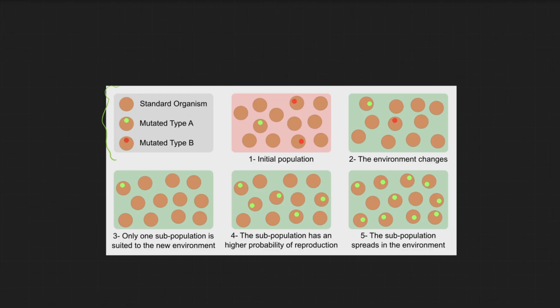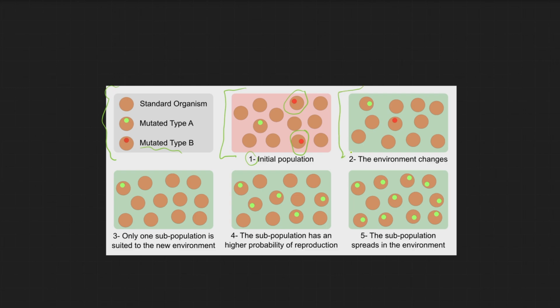On the top left corner, as you can see, we have a legend where we represent the standard organisms with a brown circle, organisms that we call mutated type A that have a green dot, and then organisms that we call mutated type B that have a red dot. So these three types of organisms all live in the same environment. The environment is represented with a box. In step number 1, the box is reddish pink, and this means that in this specific environment, the red organisms, mutation type B, are the ones that have more chances of surviving.